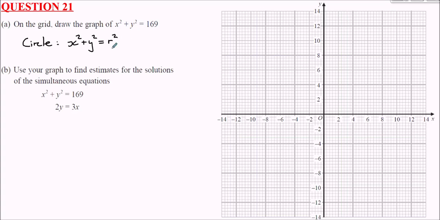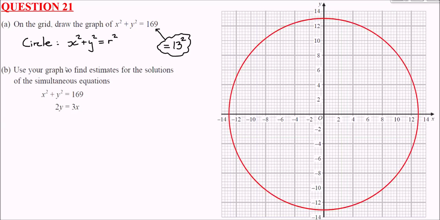This is a non-calculator paper, so be thinking these numbers should be nice and easy to work with, within reason. If this is a number squared, what number squared would give 169? Well, that's actually the same as 13 squared. And so what we've got here is the equation of a circle centered at the origin with radius 13. So the first thing we need to do is, ideally using a compass, put your compass needle at 0 and draw a circle of radius 13. So here's one I made earlier.